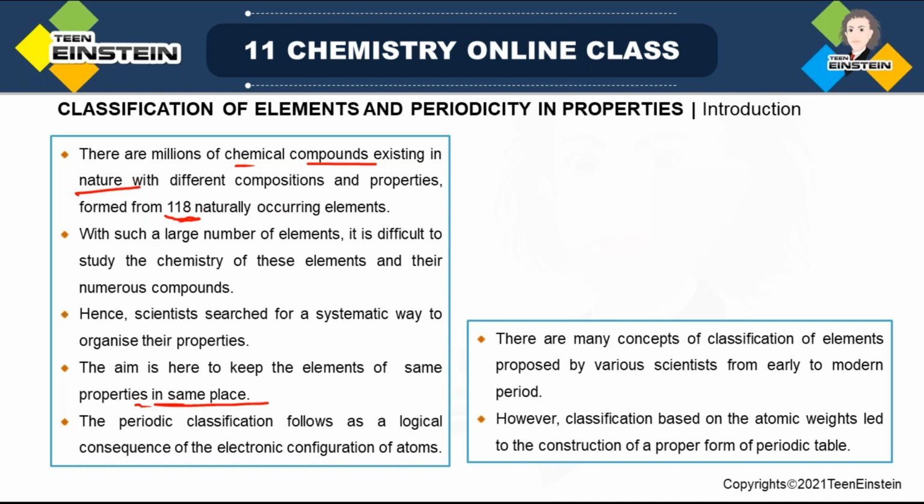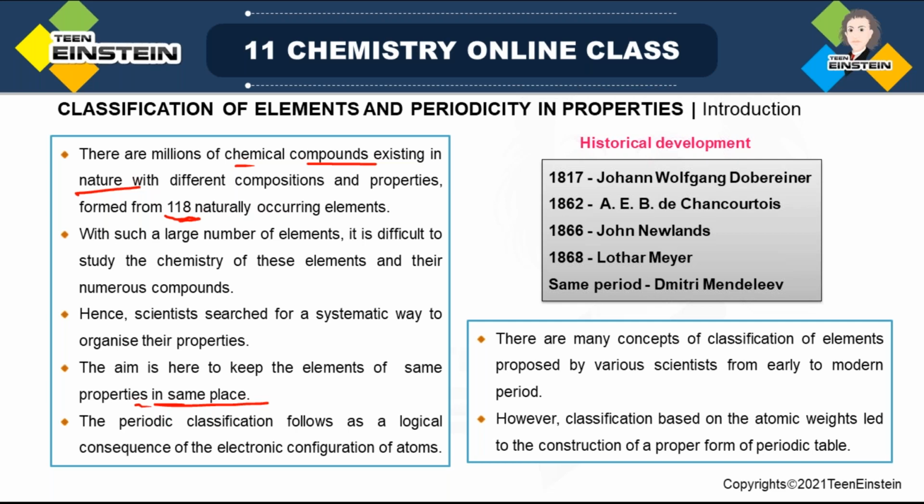If we see this from the historical development point of view, the first idea was given by Johann Wolfgang Dobereiner. Mainly we call him Dobereiner. Then there was the next modification, which we will not discuss. But still, from a historical point of view, these are the different scientists in different time periods, and you can see how this concept developed. After Dobereiner, the next one, the third, is Newland. After that, Lothar Meyer and Mendeleev, these two scientists, were more or less in the same period.